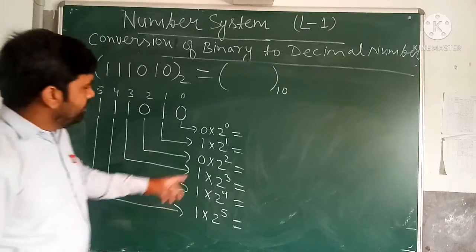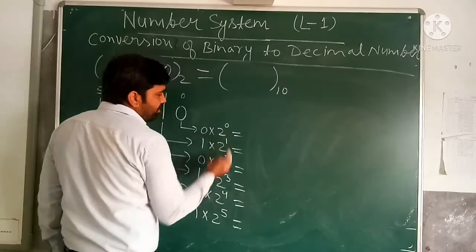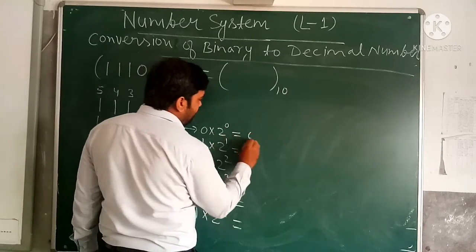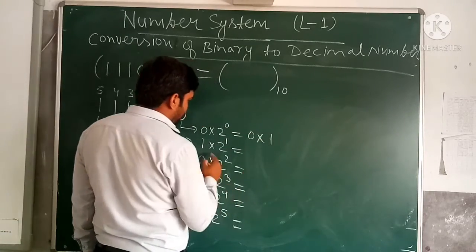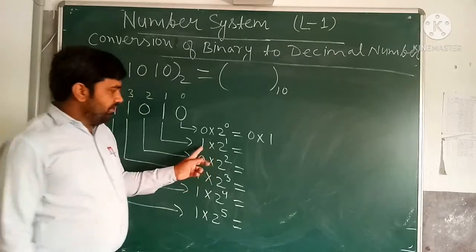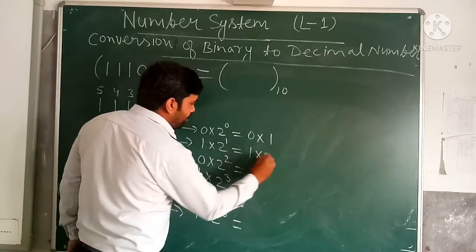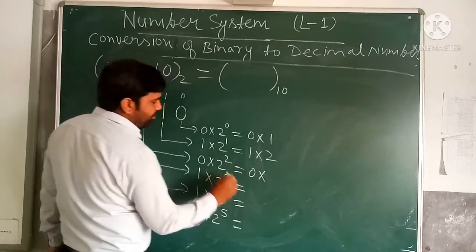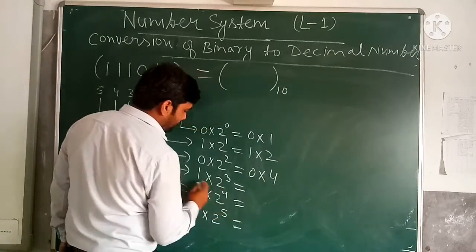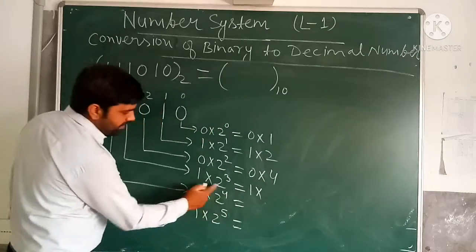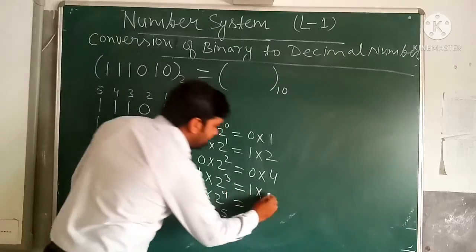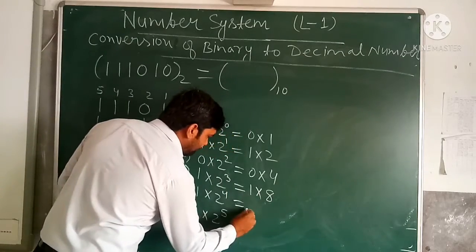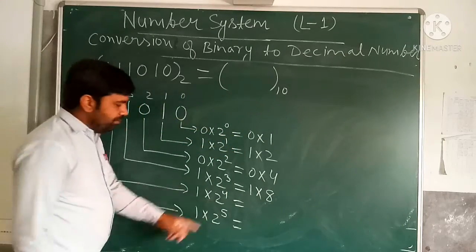Now calculate. The value of 2 to the power 0 is what? 1. Any base having power 0 is 1. Now 0 into 1. The value of 2 to the power 1 is 2. 1 into 2. Again 0 multiplied. The value of 2 to the power 2 is 4. The value of 2 to the power 3 is 8.